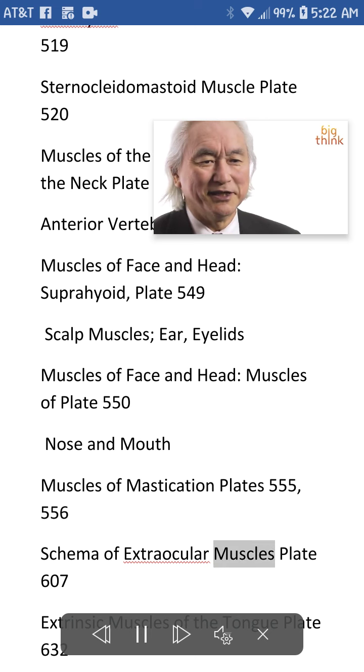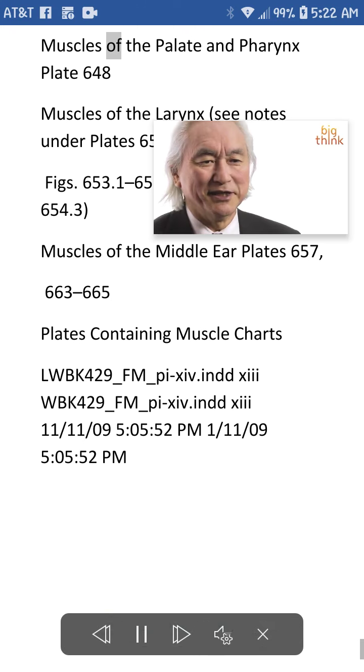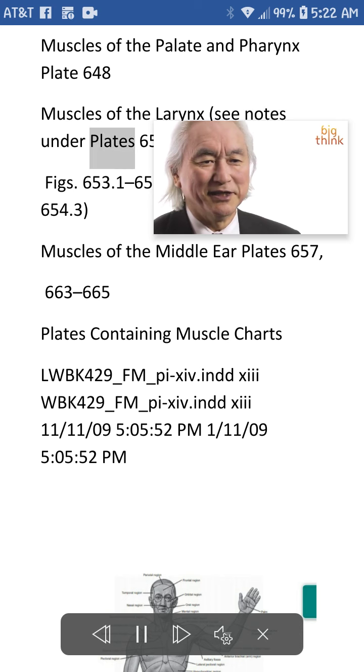Schema of extraocular muscles, plate 607. Extrinsic muscles of the tongue, plate 632. Muscles of the palate and pharynx, plate 648. Muscles of the larynx, see notes under plates 653, 654, figs 653.1 to 653.4 and figs 654.1 to 654.3. Muscles of the middle ear, plate 657. Plates 663 to 665 containing muscle charts.